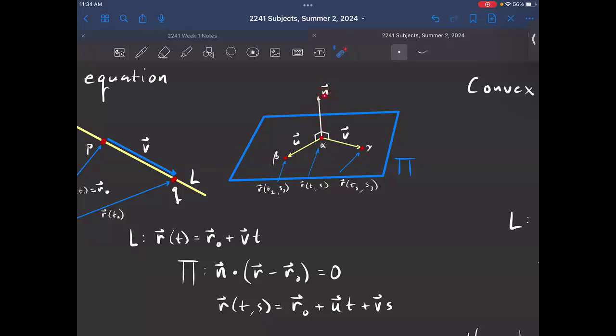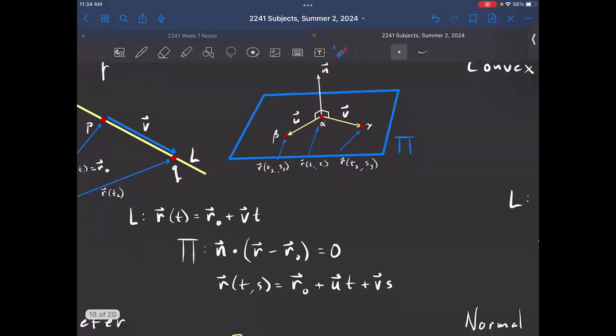Now, when you find this vector N, it doesn't actually matter which way you cross U and V. You just need something orthogonal to both of the vectors U and V. I could have done V cross U and chosen that to be my normal vector. But to be consistent with my teaching, I put U and V.